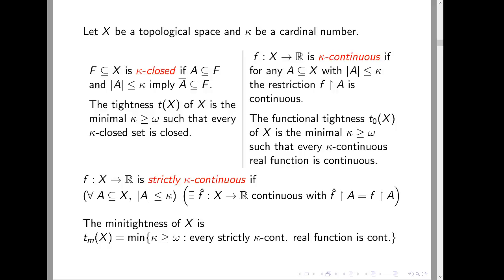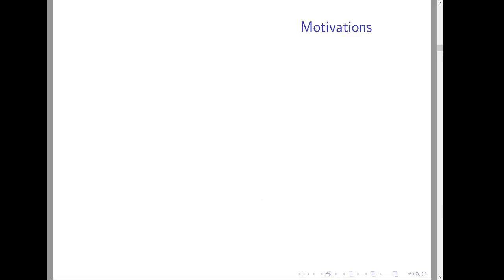This mini-tightness is very useful in function spaces, and functional tightness may be a little bit more natural to define. Fortunately for us, those two will coincide because they coincide for any normal space X, and we will be interested in compact Hausdorff spaces. What are the motivations for studying these cardinal functions?